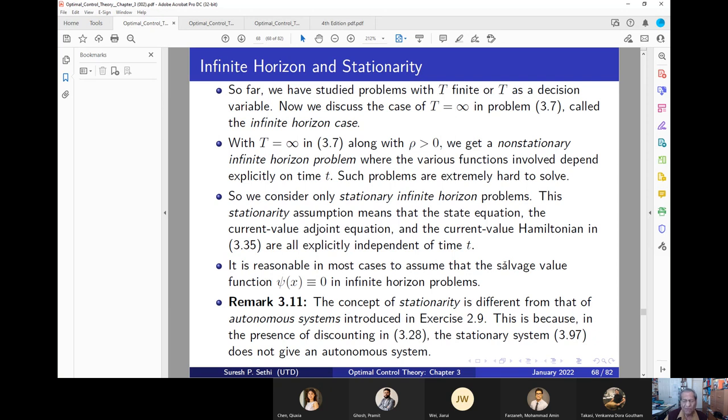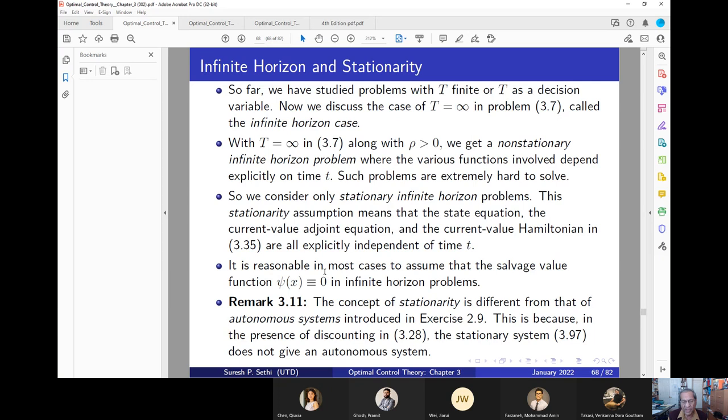And it's also, in most cases, and I will at some point, sometime in chapter 5, give you some things about what I mean by most cases. For all practical purposes, we will not have the salvage value, because at infinity, what value do you want to put at infinity? If you have an inventory at infinity, who's going to use it? It's infinity, it's finished. So the psi x, which is the salvage value, is in most cases going to be zero.